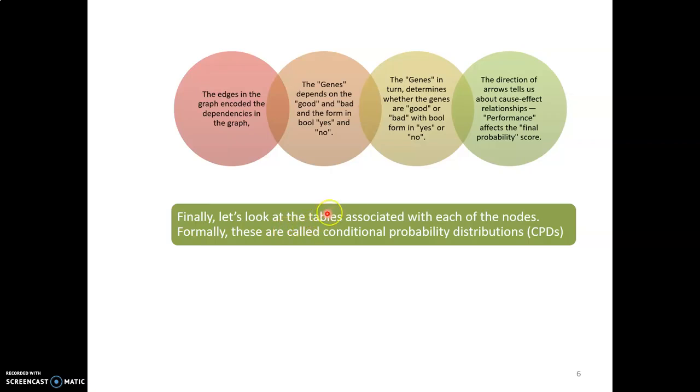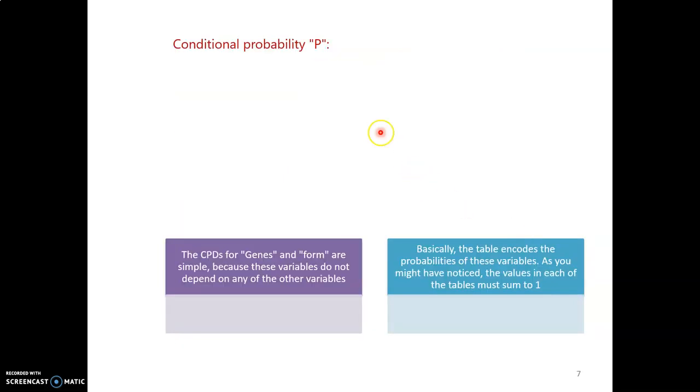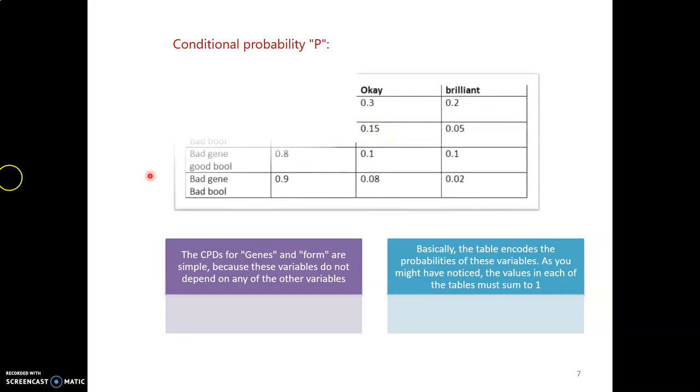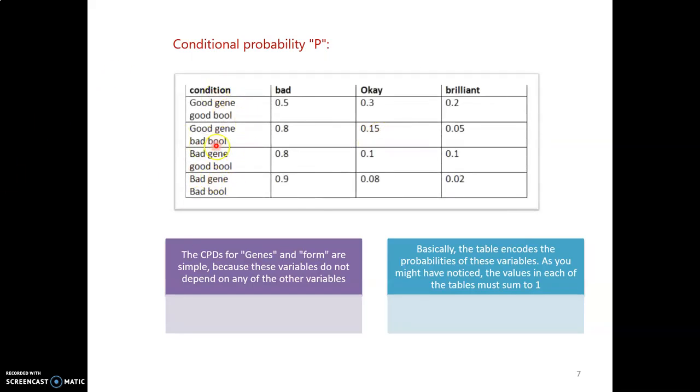Finally, let us look at the table associated with each of the nodes. Formally, these are called conditional probability distributions, represented by CPTs. The conditional probability distributions from the example diagram: the conditions G is good, F is good. Both random variables are good. See the grade: bad, okay, brilliant. We have 3 levels of grades.